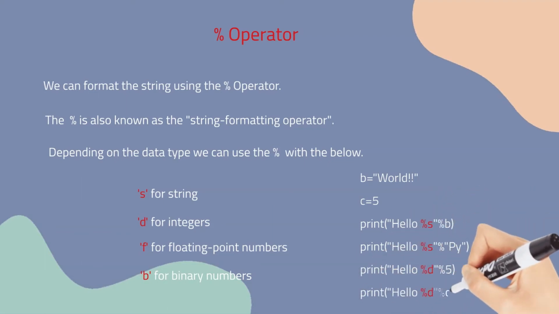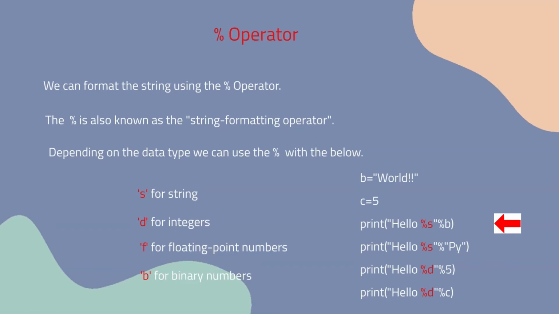B with a string value as world, and variable C with an integer value 5. The first print uses %s as we want to substitute the string value world. The second print again uses %s as we want to substitute the static string value py. The third print uses %d as we want to substitute a static value 5. The fourth print again uses %d as we want to substitute the integer variable c with value as 5.